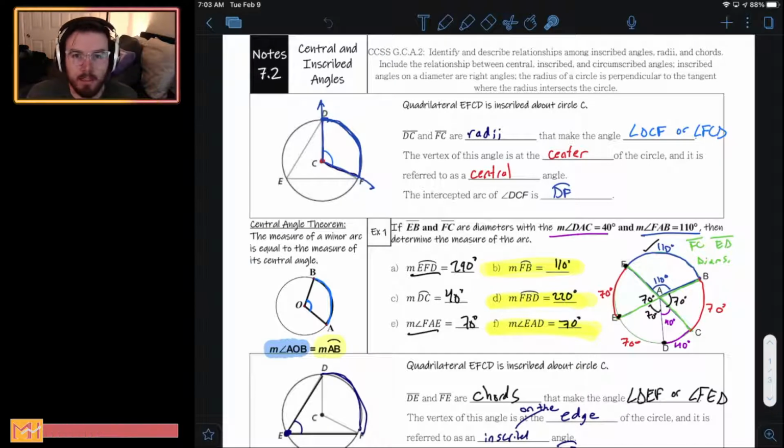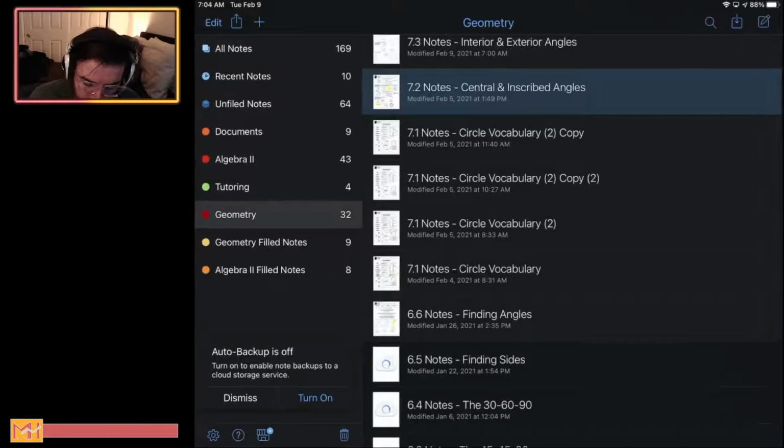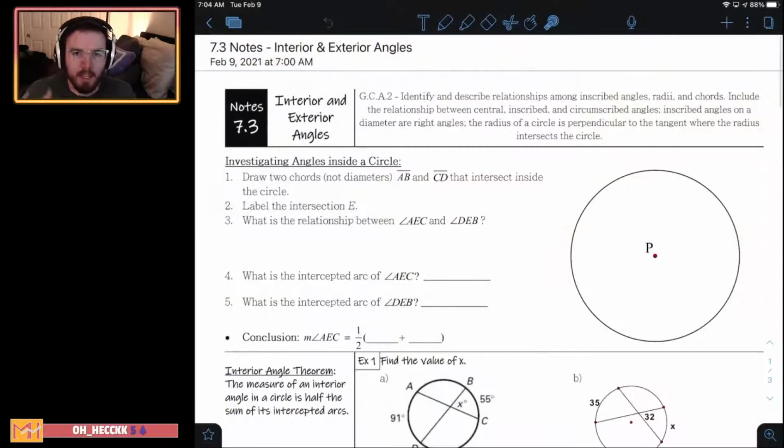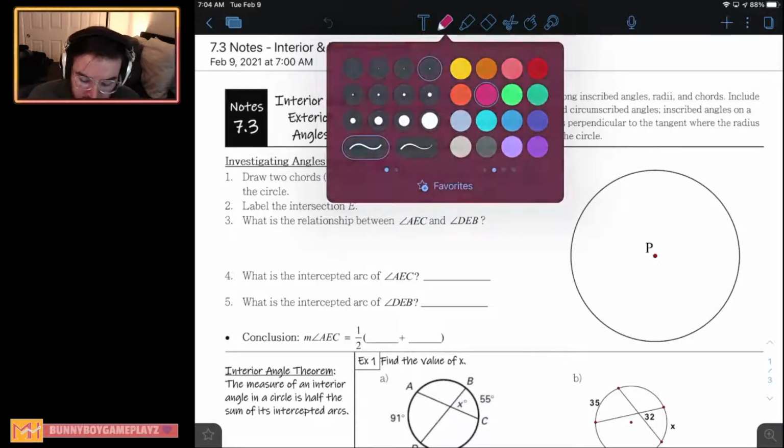What was the main thing that we were looking for? If the vertex was at the center, we said that it was central. If the vertex was on the edge, we said that it was inscribed. The vertex is the one characteristic that we were really focusing on. So I want you to remember that, and keep in that rhythm, because where the vertex is located is such an important detail.